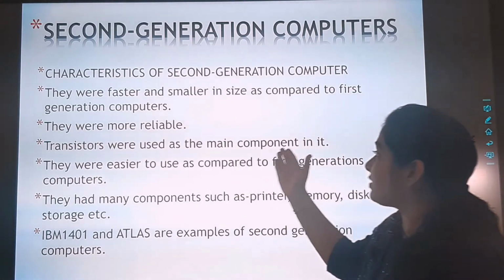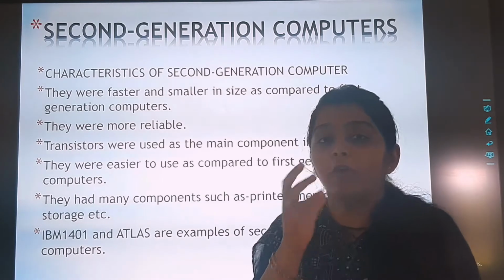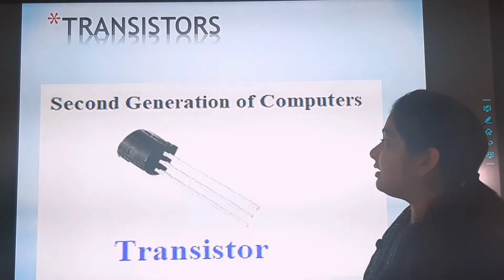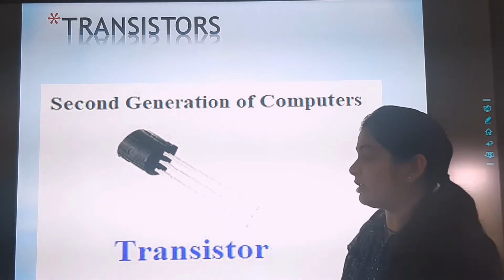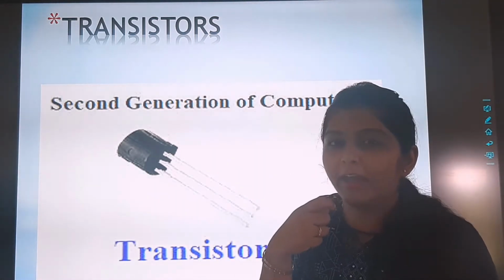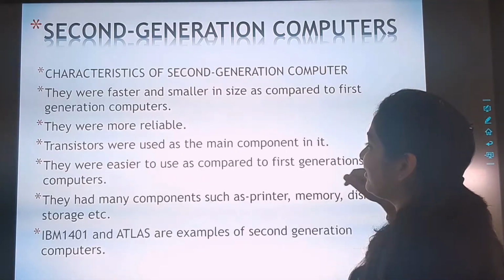Transistors were used as the main component in it. Transistors, you know what are transistors? Wait, I will show you. See, this is a type of a transistor. ये एक प्लग की तरह दिख रहे हैं आपको, या तो फॉर्क की तरह जिससे आप मैगी खाते हो, है ना? Yeah, they are type of a transistors.